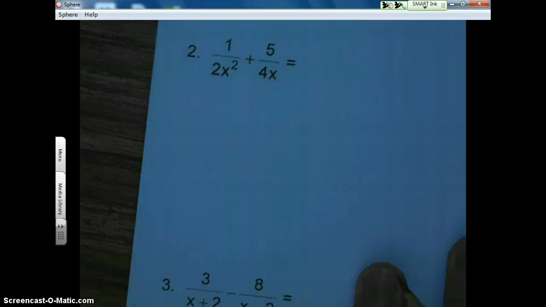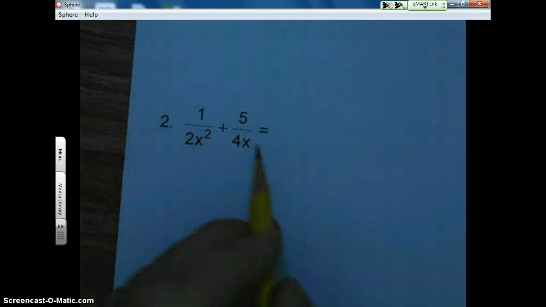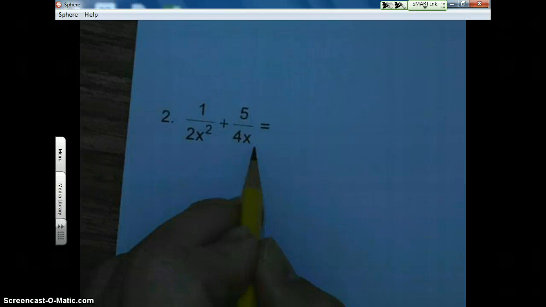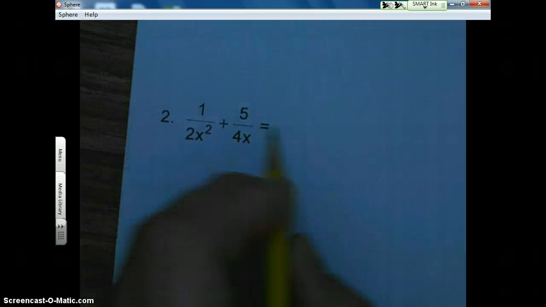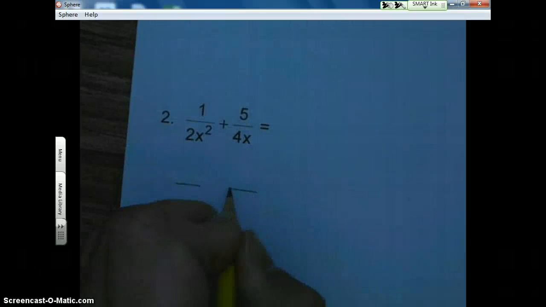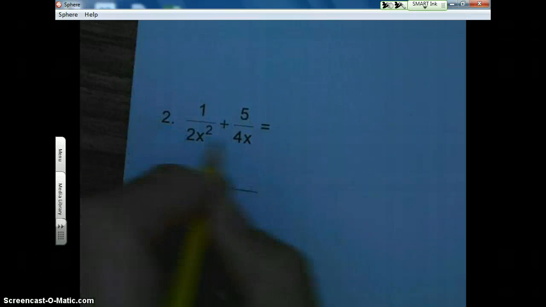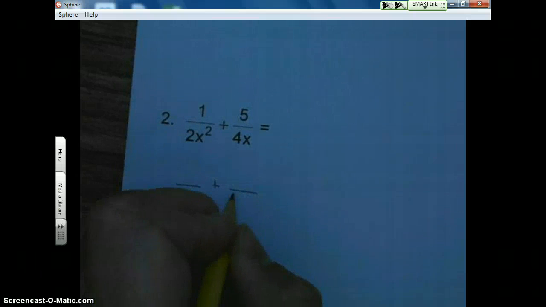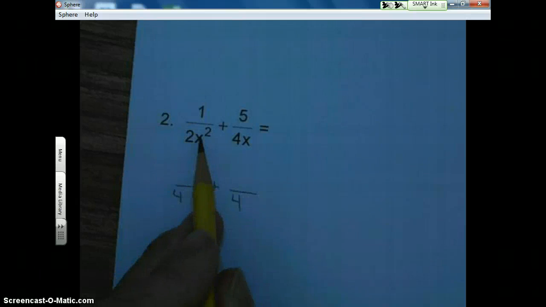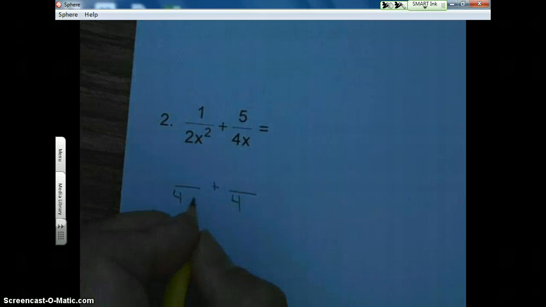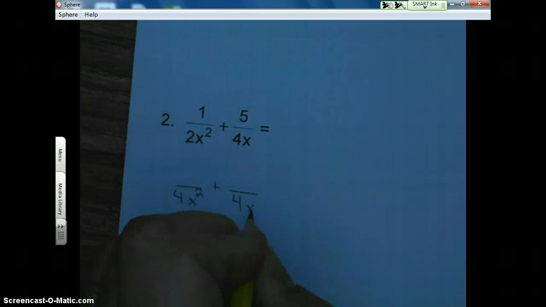Okay, number 2. Need to get a common denominator. The denominators are not the same. So let's start with the numbers. 2 and 4. What's a common denominator for 2 and 4? Well, for 2 and 4, the common denominator would be 4. 2 goes into 4 evenly, and 4 goes into 4 evenly. Okay, we have an x squared and an x. So we want to go with the larger one. Always go with the larger one. So x squared is going to be our common denominator.